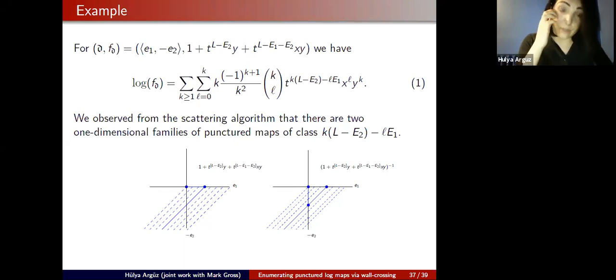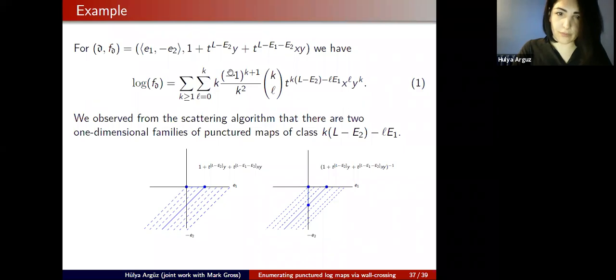Our walls are formed by tracing out one-dimensional families of curves, which form two-dimensional walls in dimension 3. As a particular example, our scattering algorithm told us that we need to add a wall, like in the left-hand corner picture, where the attached wall crossing function is given by 1 plus t to the some curve plus y plus t to the some other curve plus xy. So if I take the log, there is a coefficient.